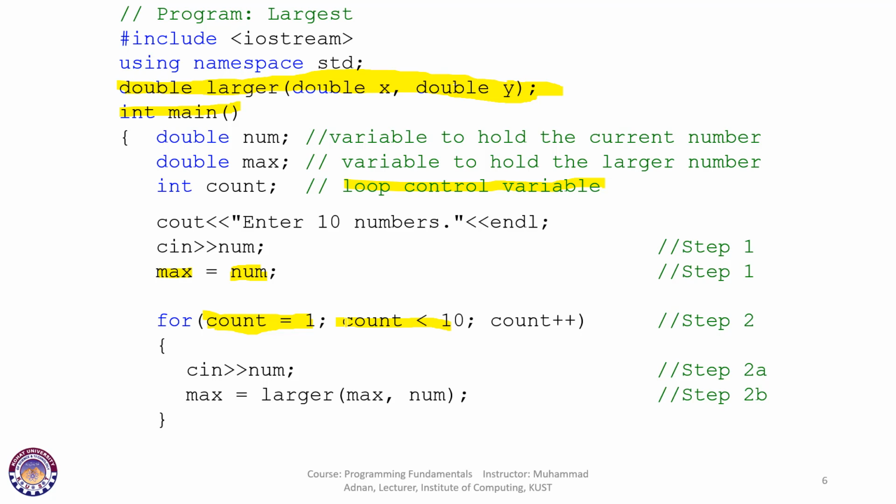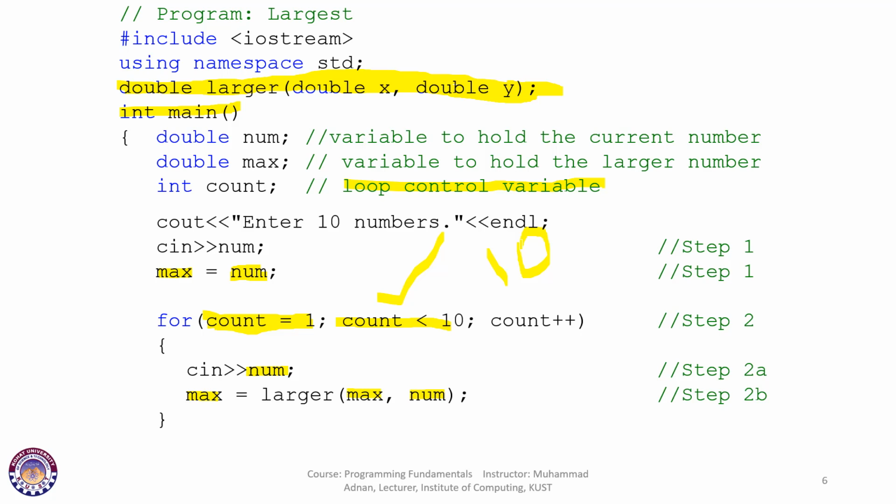So first, the initialization part is executed only once. So count is 1. Yes, this condition is true because count is less than 10. So what we do, we enter another number into this num variable. Then we call our larger function and pass these two values, max and num. So max has the first number and num has the second number. The largest of those two numbers will be stored in the variable max. So this process will continue until you enter all these 10 numbers.